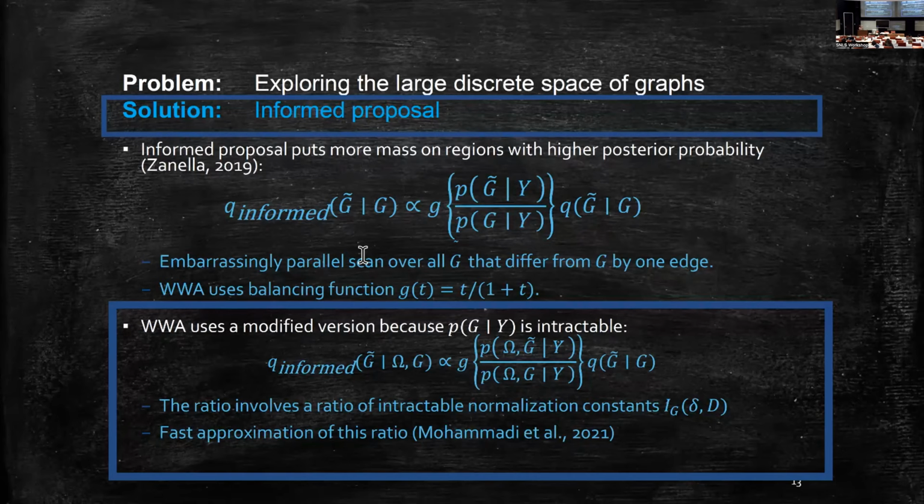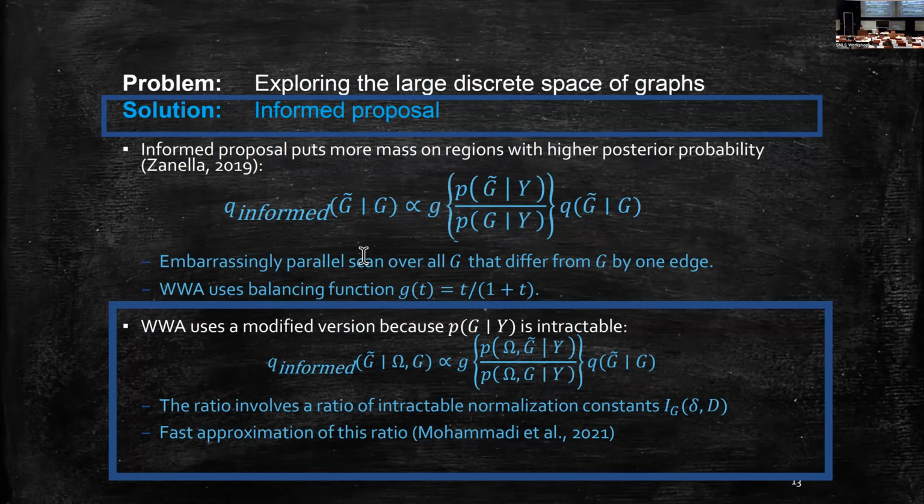so Q(G tilde given G) is your favorite standard proposal for graphs, but then you are going to bias it by introducing this function g, which is called the balancing function, that is a function of the posterior probability of the new graph and of the new graph and the current graph.